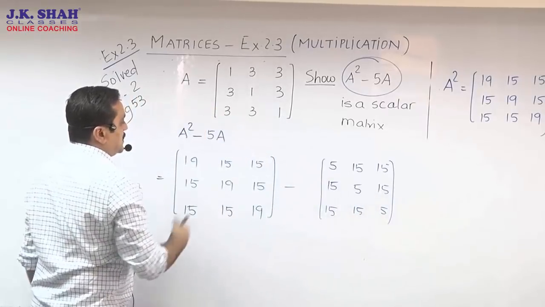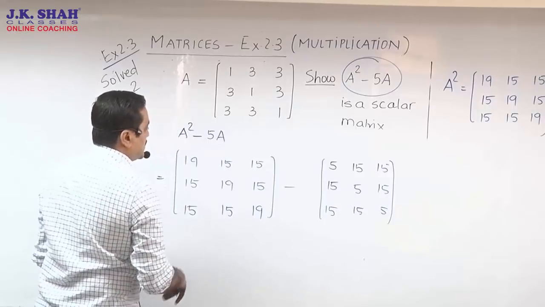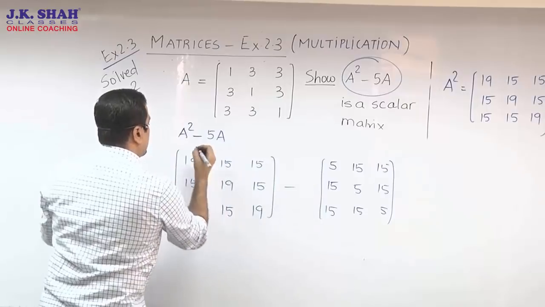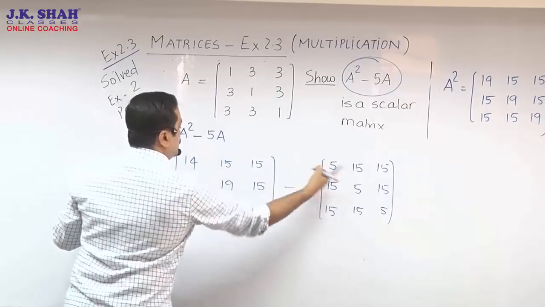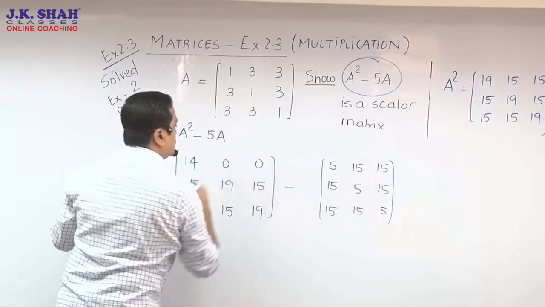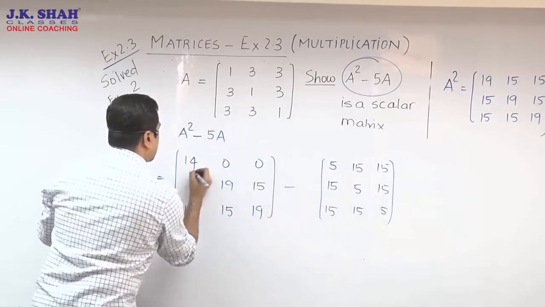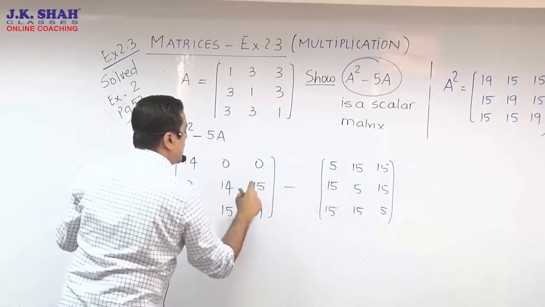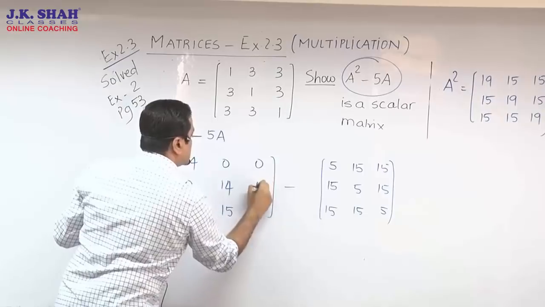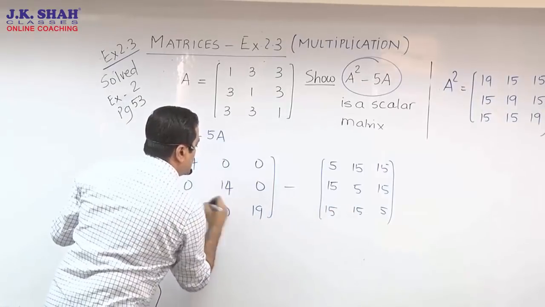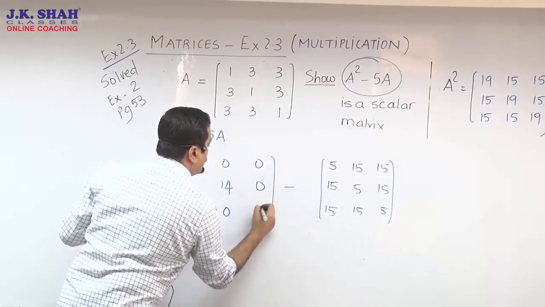Now last step, subtract the corresponding elements. Abhi almost similar hai, so I'll just finish off over here. It's 19 minus 5, 14, 15 minus 15, 0, 15 minus 15, 0, 19 minus 5, 14. आंसर आ रहा है. 15 minus 15, 0, 15 minus 15, 0 and 19 minus 5, 14.